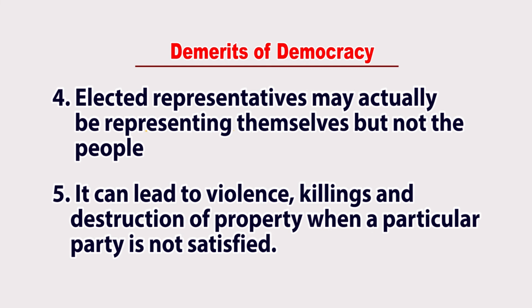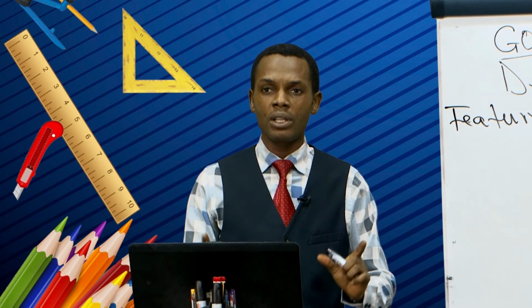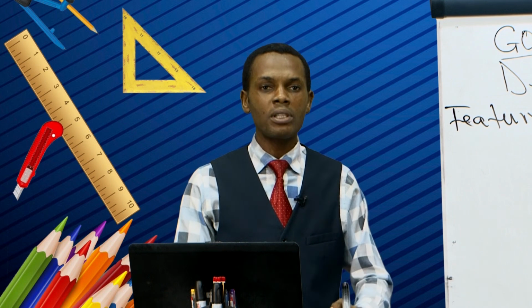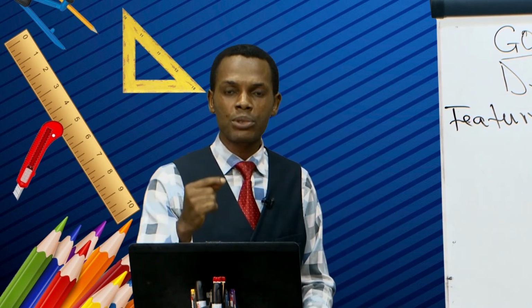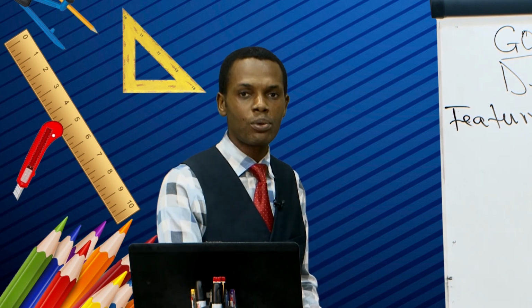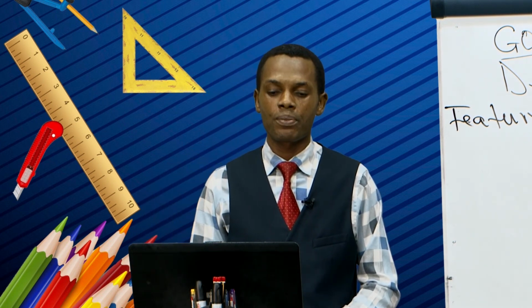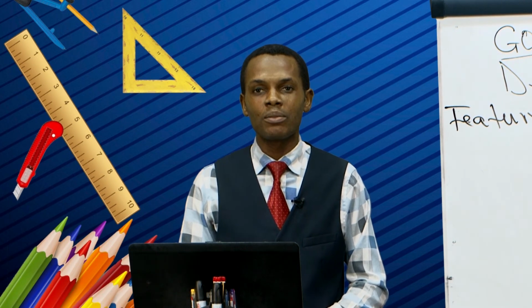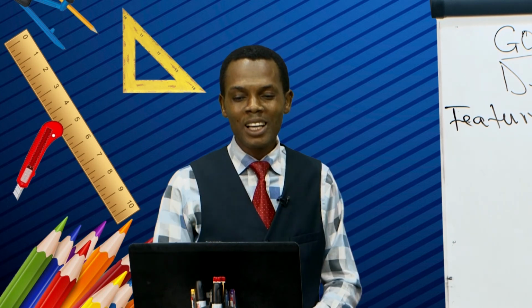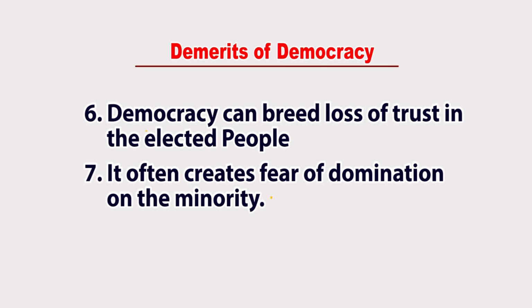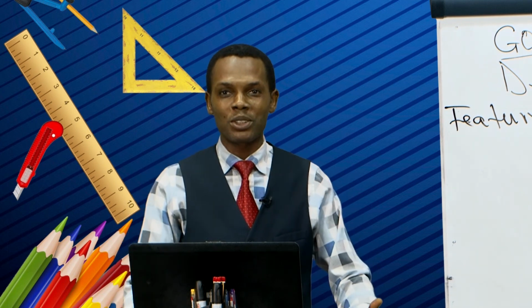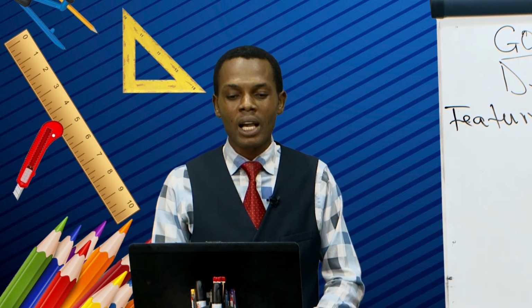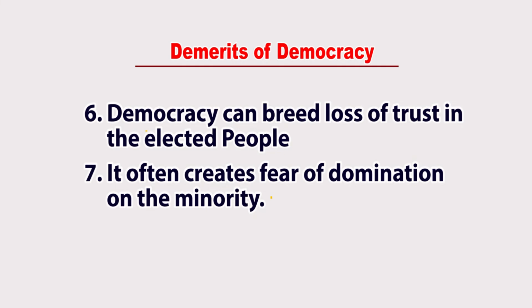Number four, the elected representative may actually be representing themselves, but not the people. This is the problem we have in the third world countries of the world, that people who are elected most of the time represent themselves and their family, and not actually the people that elected them to be in such an office. Number five, it can lead to violence, killings, and destruction of lives and property when a particular party is not satisfied. And as we are concluding, democracy can breed loss of trust in the elected people. Like in the third world, people do not have confidence in those they elected because they believe they are not representing their interest. And lastly, it often creates fear of domination of the minority.